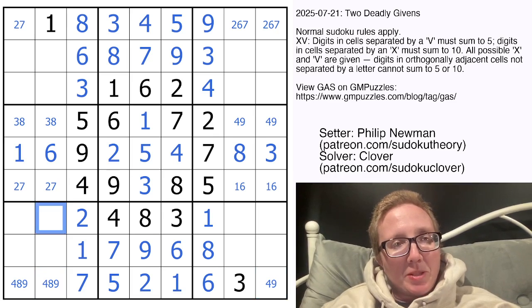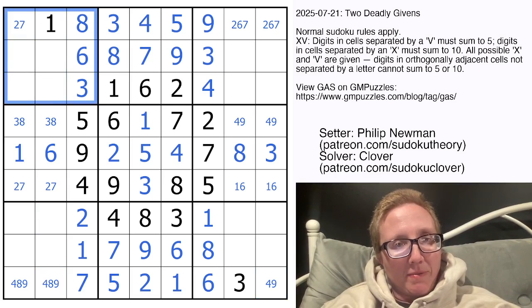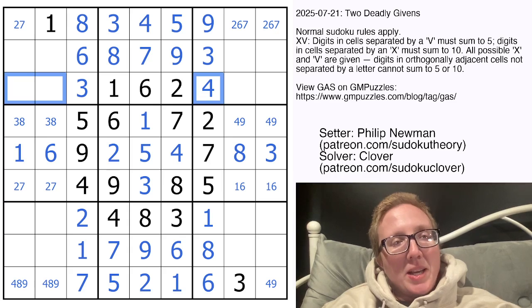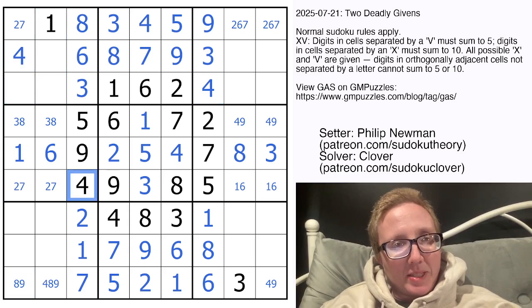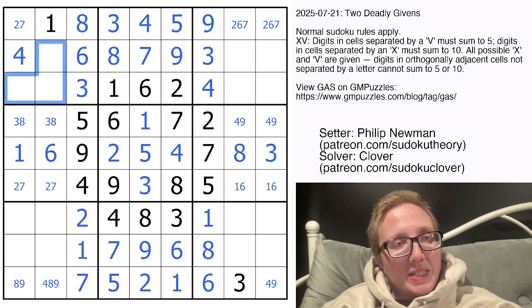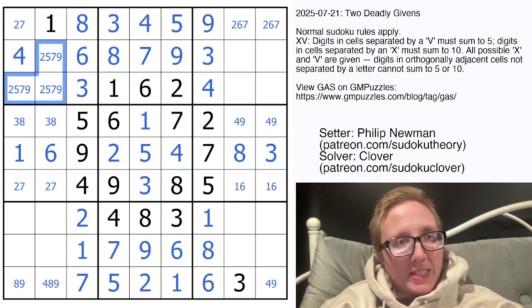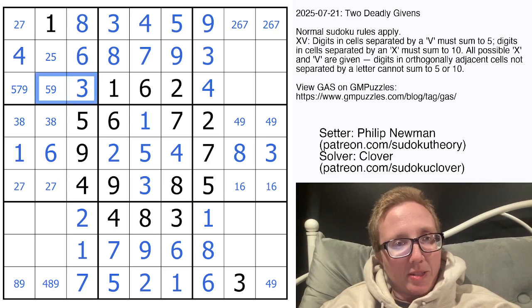Now, there's only one position remaining for 4 in this region, because there's a 4 there, which sees these cells, and 4 also can't touch 1 and 6. The 4 has to go right there, and this is not going to be a 4. So the remaining digits in this region are going to be 2, 5, 7, and 9. That can't be 7 or 9 because it sees those, and those can't be 2. That also can't be a 7 because it touches that 3 right there.